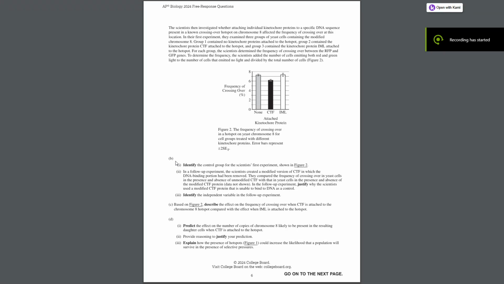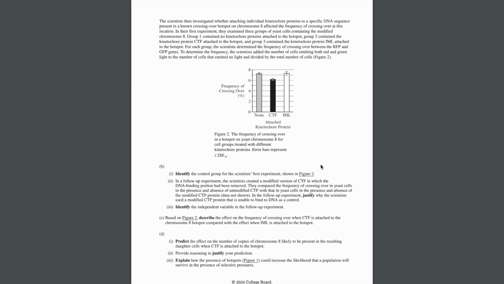Moving on to question B3, it is asking to identify the independent variable in the follow-up experiment. The independent variable in the follow-up experiment is the version of the CTF protein, whether it is modified or remains unchanged. Because the CTF protein before being modified or unmodified is the same between the two that are compared in the follow-up, making the CTF protein before any changes the independent variable in the experiment.